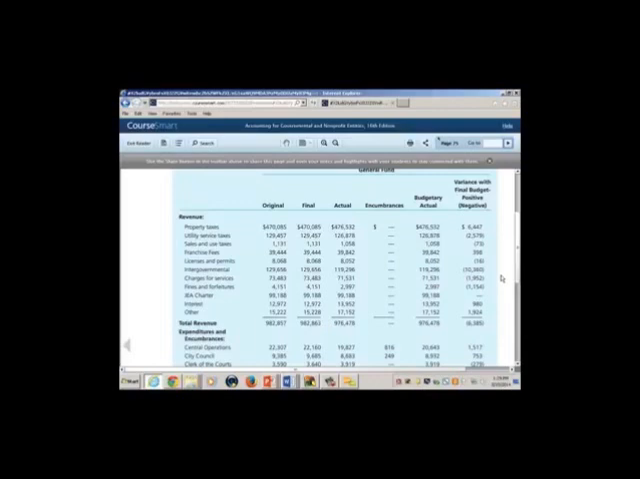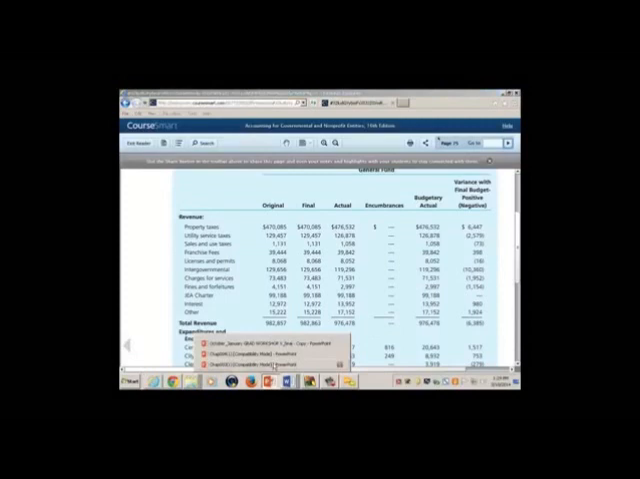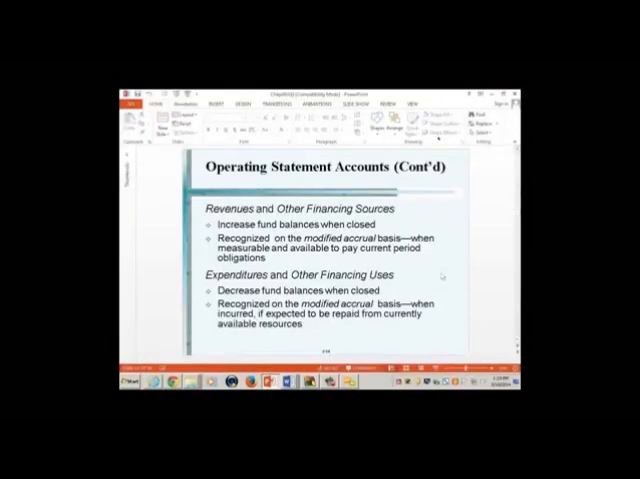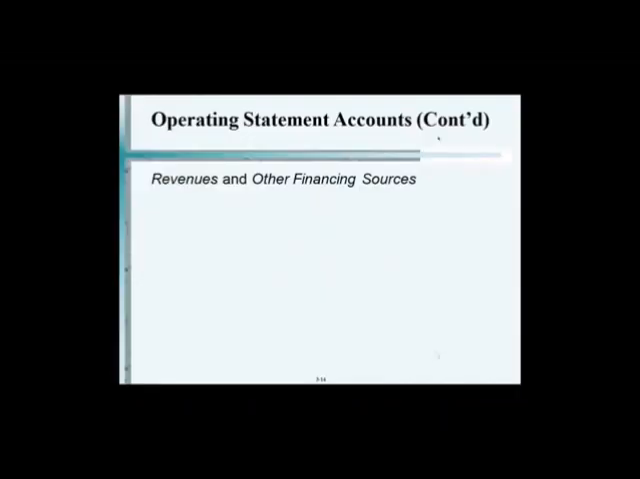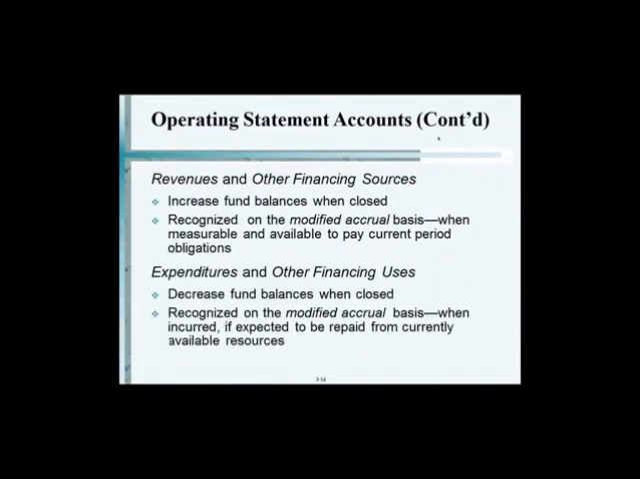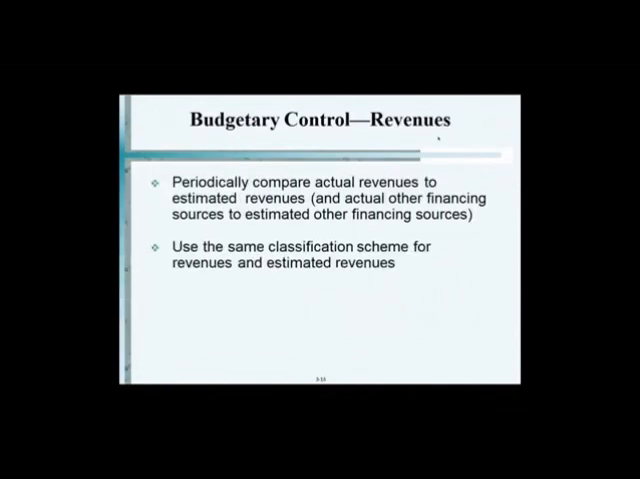All right. Let's go back to what we just talked about. This is what we're doing, actually: comparing actual revenues to estimated revenues to come up with how things are going.